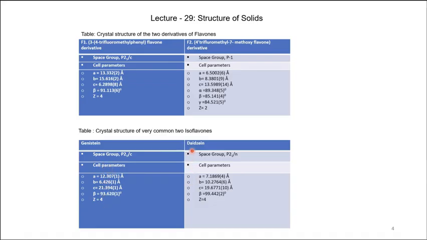And daidzein has a space group P21/n. You remember this is the n glide and this is the c glide. That's the reference. Okay, and the cell parameters are given below, and the formula unit for this one is 4. This is how we can describe the crystal structures of flavones and isoflavones. We'll go to the next structure.